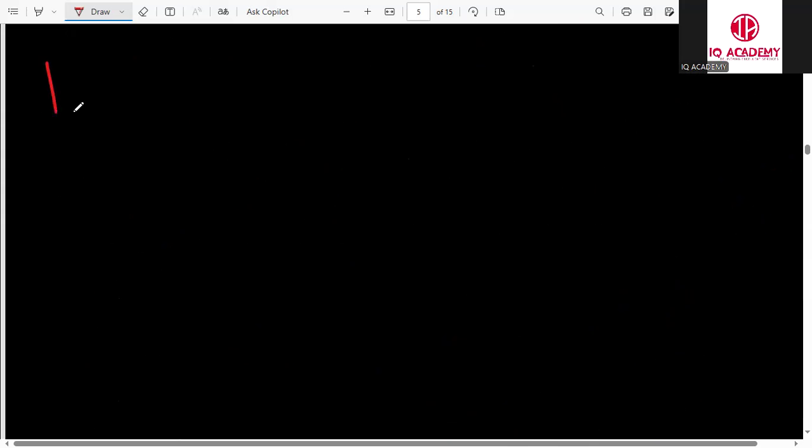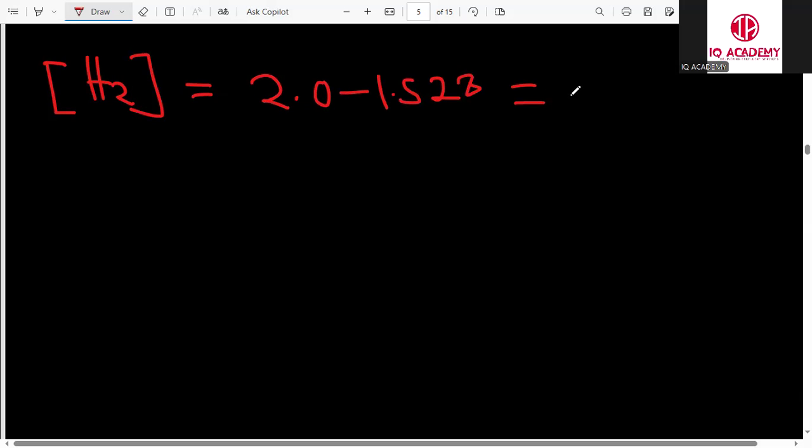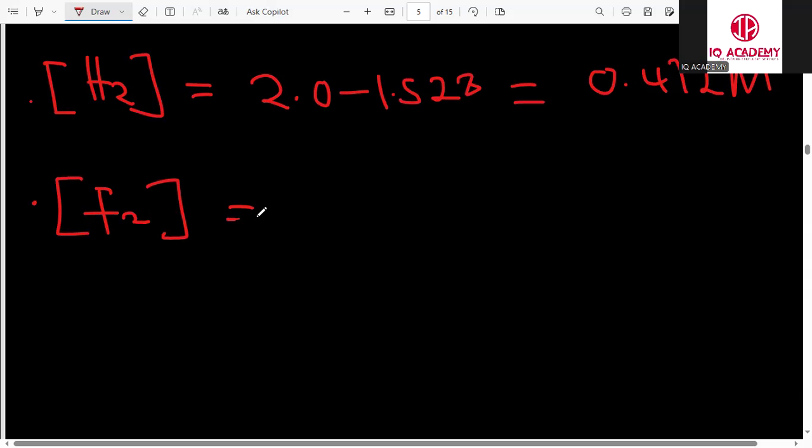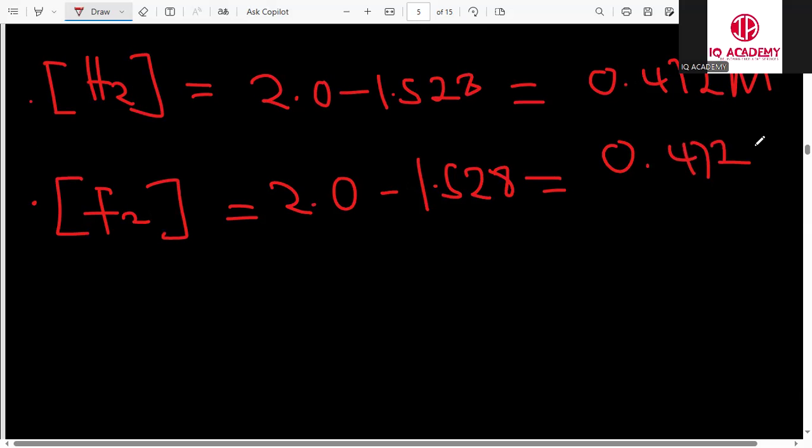So we are going to say the equilibrium concentration of this hydrogen will just be 2.0 minus the x that we are from finding, which is 1.528. This will give me 0.472 molar as the concentration at equilibrium for the hydrogen. And then for the fluorine, it's going to be the same as this. So it's just 2 minus 1.528 is equals to, it will be the same value here, molar.